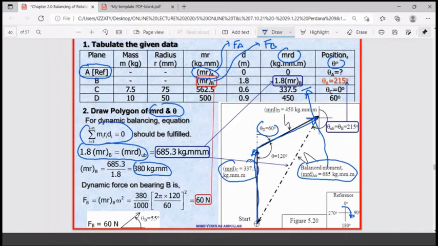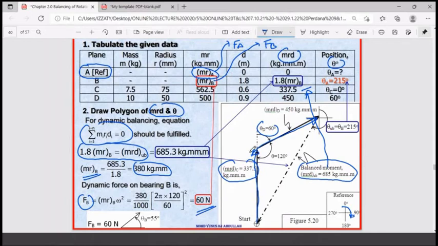This is the MR, it's not the mass, yeah? This is the MR. So this is not our concern basically. Our concern is to look for FB. And your FB is MRB omega square. MR calculated, omega given, you'll be getting 60 Newton.